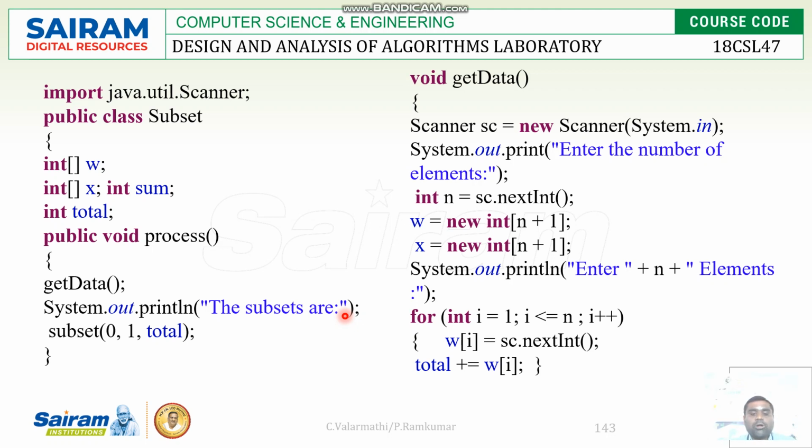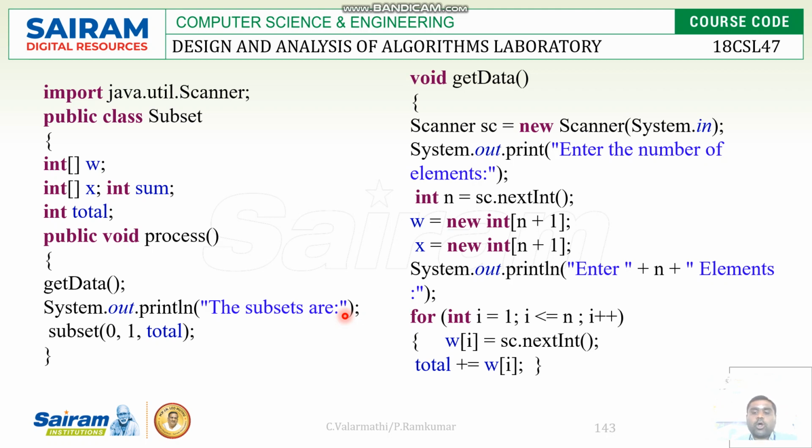So system.out.println, the subset value will be taken from the user. Subsets are 0, 1 and total. And how I am getting it from the user is void getData. So scan is equal to new Scanner of System.in. Now system.out.print, I am getting the value from the user using n is equal to se.nextInt. So from the user I am getting all the elements for the given set.